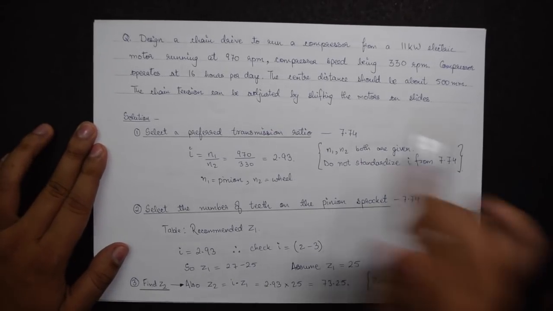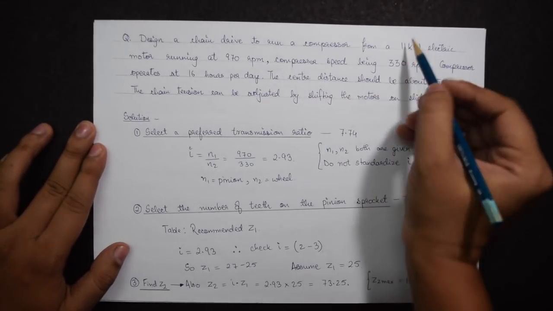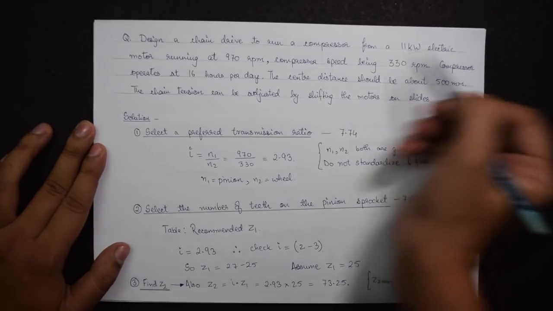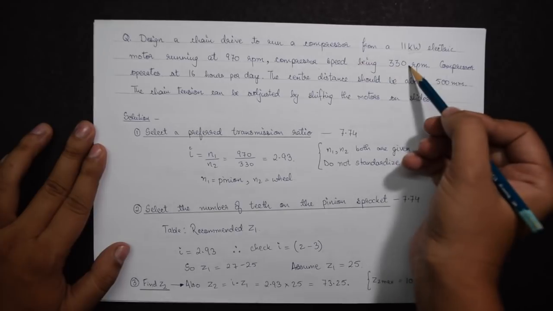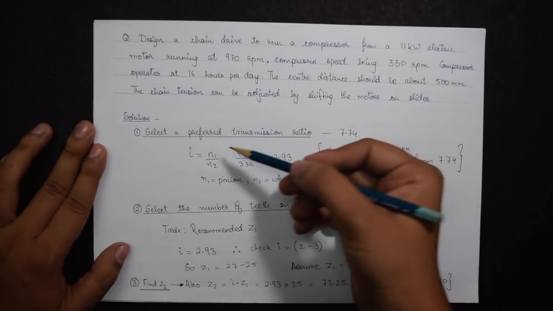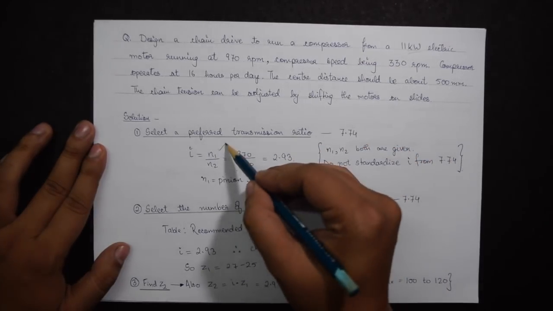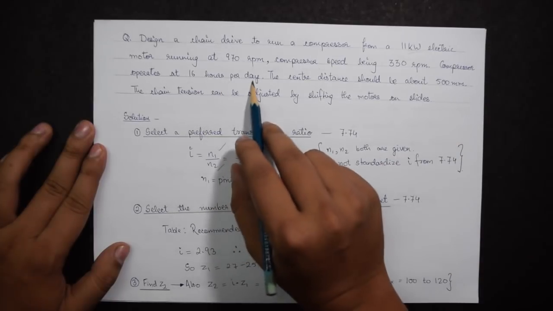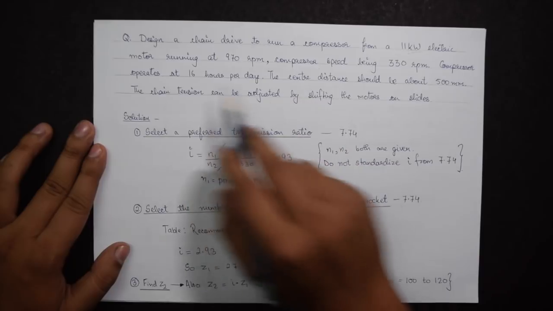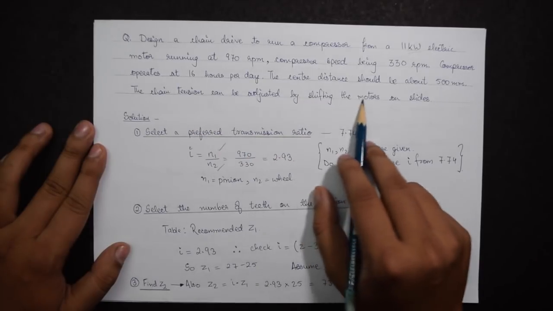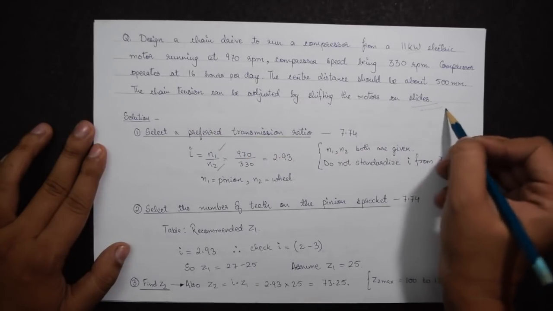We need to design a chain drive to run a compressor from an 11 kilowatt electric motor running at 970 rpm, compressor speed being 330 rpm. So both N1 and N2 are given. Compressor operates 16 hours per day. The center distance should be about 500 mm. The chain tension can be adjusted by shifting the motors on slides.